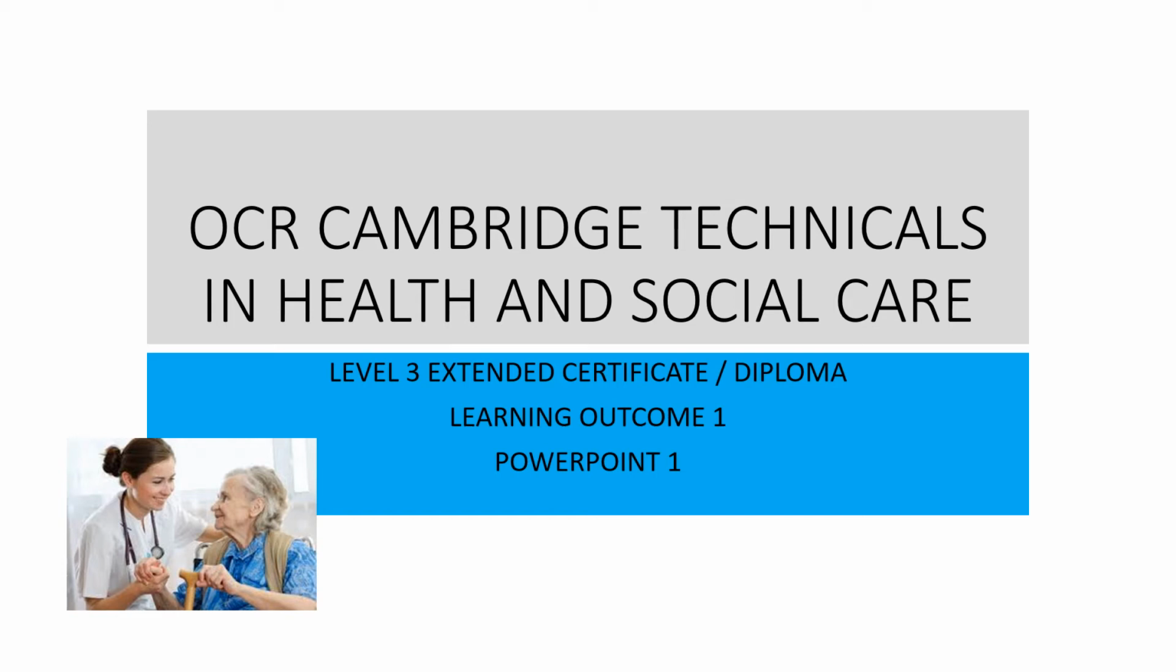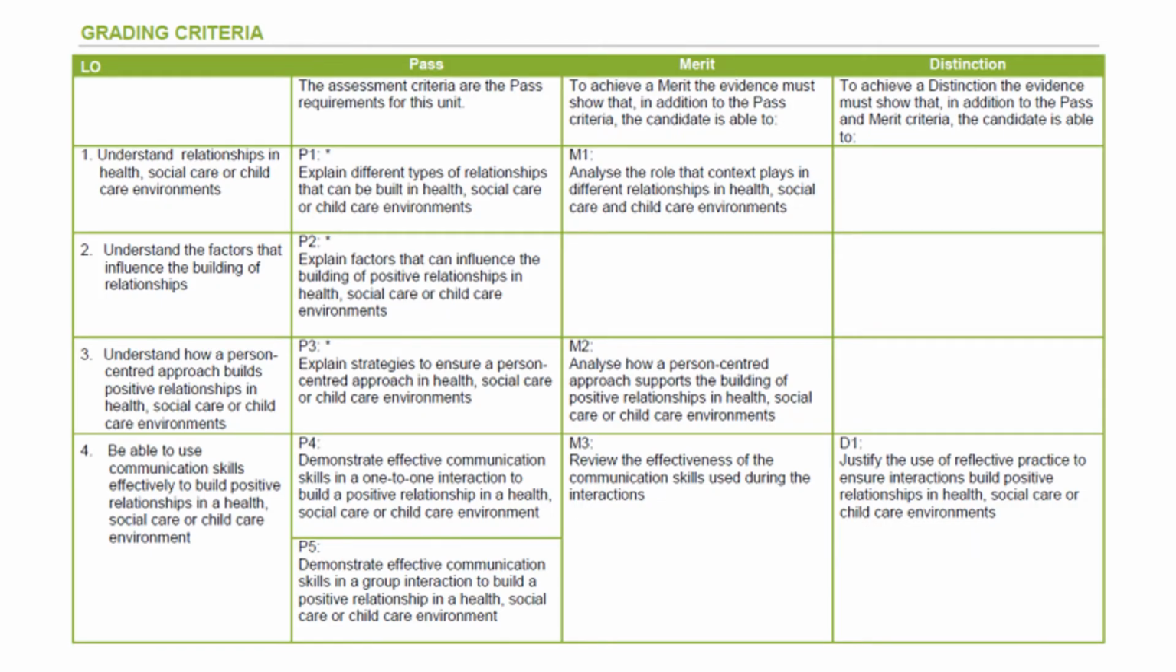OCR Cambridge Technicals in Health and Social Care. This is Level 3 Extended Certificate or Diploma, Learning Outcome 1, PowerPoint 1. Here is the grading criteria for Unit 1. This PowerPoint will focus on Learning Outcome 1, in particular looking at the content for P1 and M1. There is PowerPoint 2 and 3 to follow this.